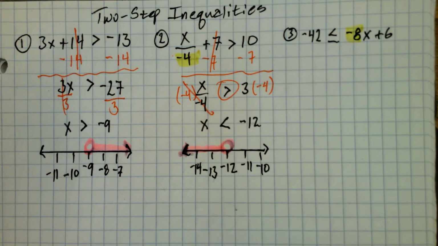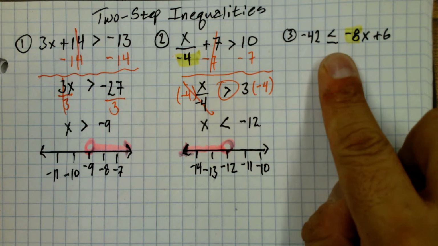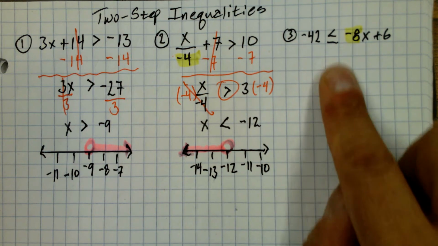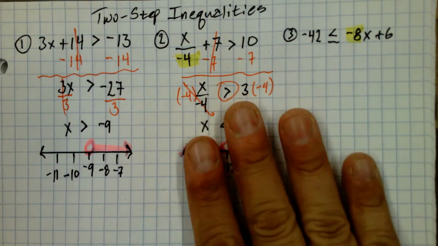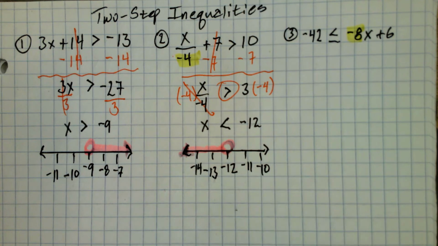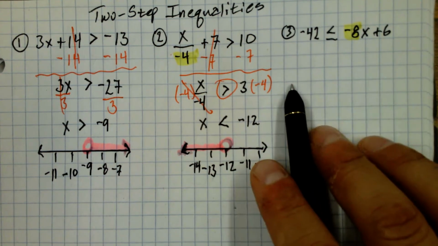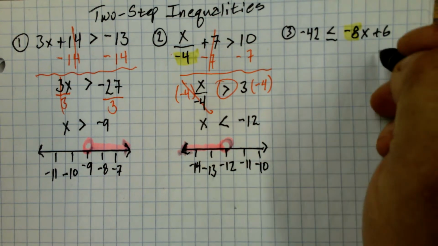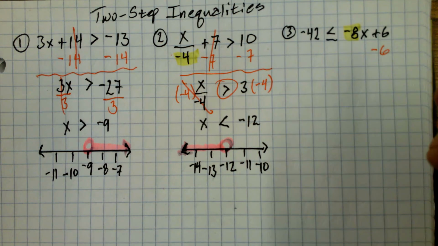So there's going to be 2 things that are going to reverse. The inequality symbol, and then once we get an answer, the whole inequality, we're going to flip it like a pancake. Let's do it. Let's get rid of our constant. In this case, it's plus 6. So let's minus 6.